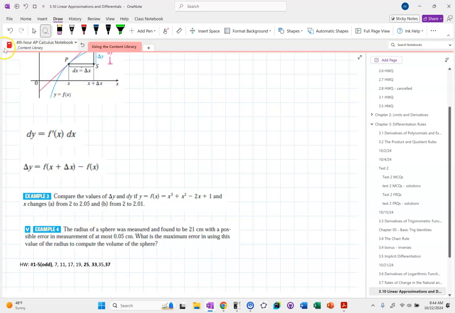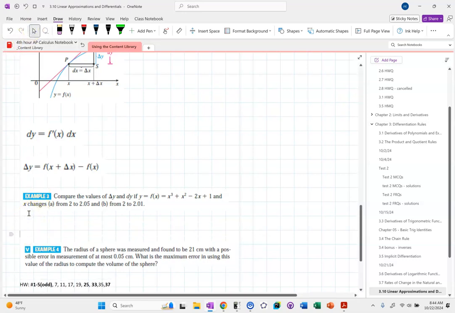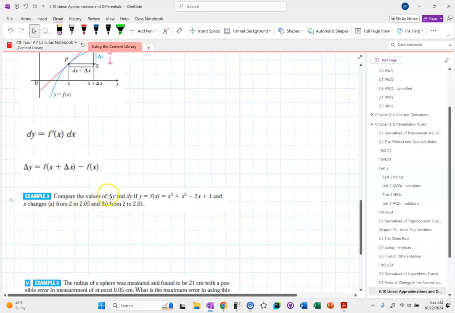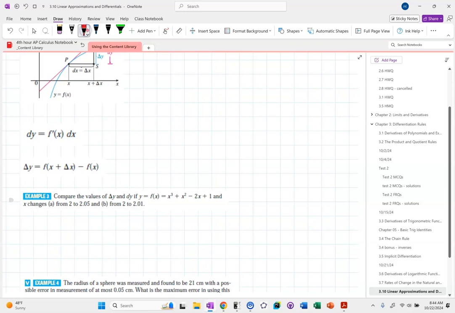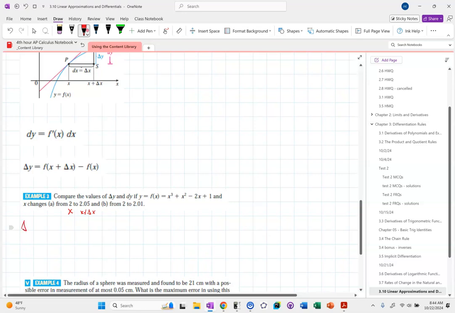So let's do an example here. It says compare the values of delta y and dy if f of x is this and x changes from 2 to 2.05. We're just going to do part A. So this is like my x here, and this is my x plus delta x there. So let's do delta y first. That's just going to be f of 2.05 minus f of 2.